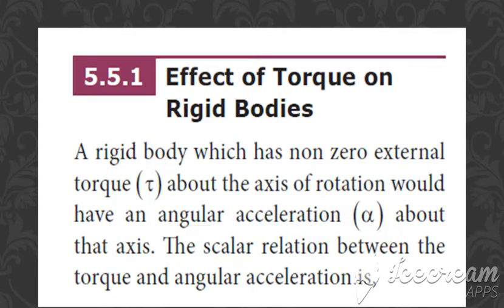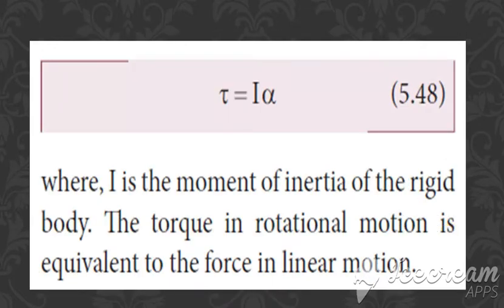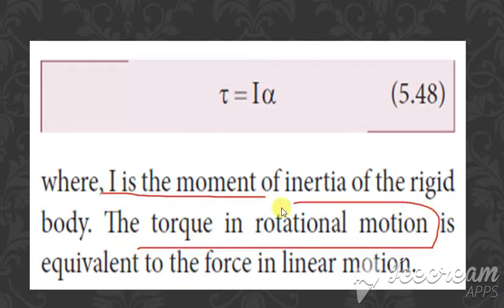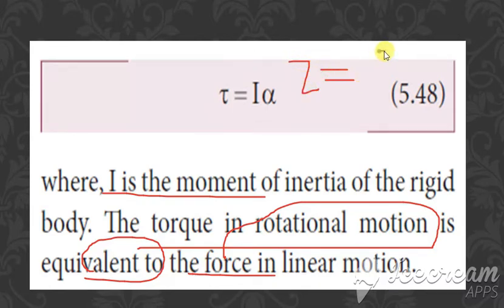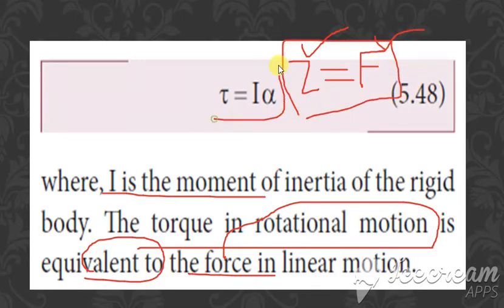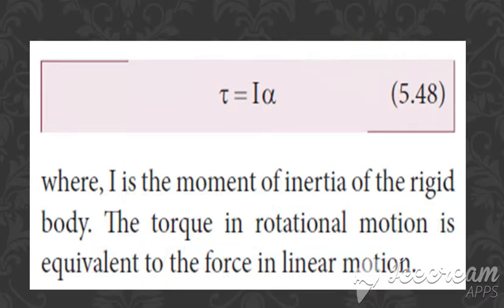The relation which relates this tau and this alpha is given by tau is equal to I into alpha, and here we know that I is the moment of inertia. The torque in rotational motion is equivalent to the force in linear motion. So, if tau is the torque, we can say that tau is analogous to F, because one is in rotational motion and the other is in linear motion. Clear? So this is the formula for tau. It is given by tau is equal to I into alpha.